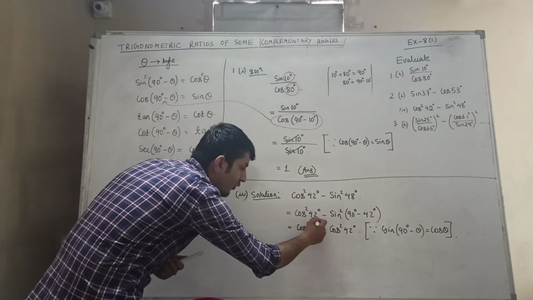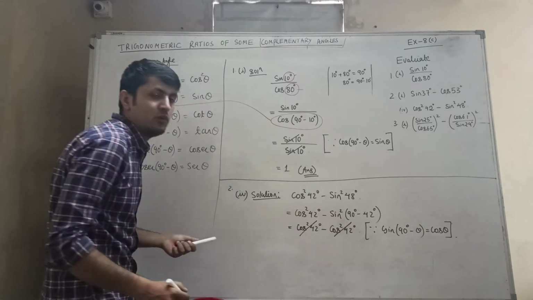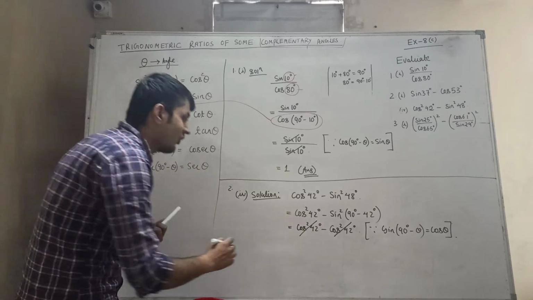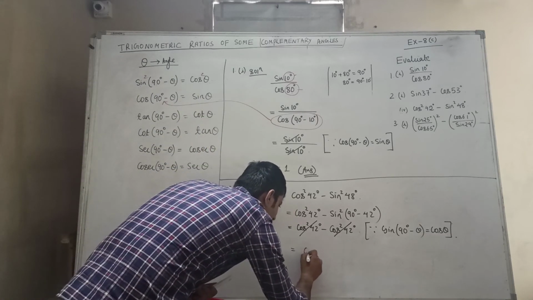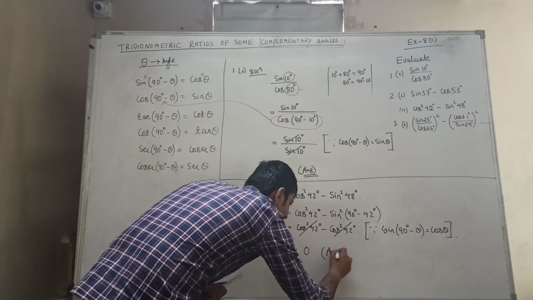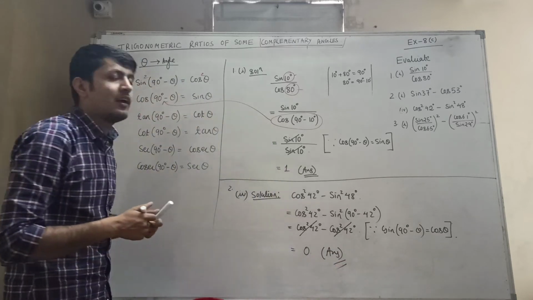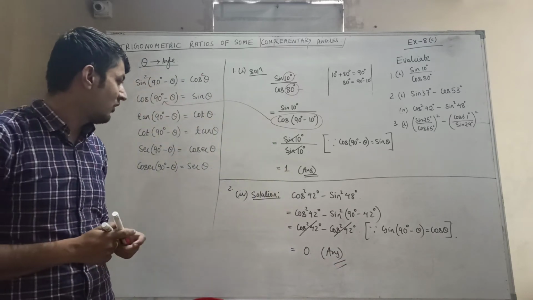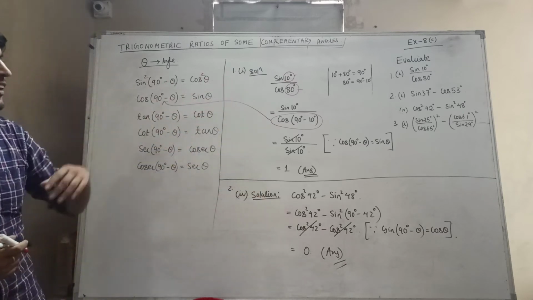Now, cos square 42 minus cos square 42, you can cancel by subtraction. So how much are you going to get? You are going to get 0, and that is the required answer. I hope this is alright for you. Now let's see the next number.